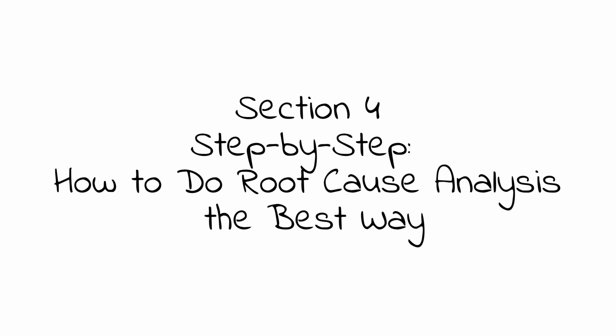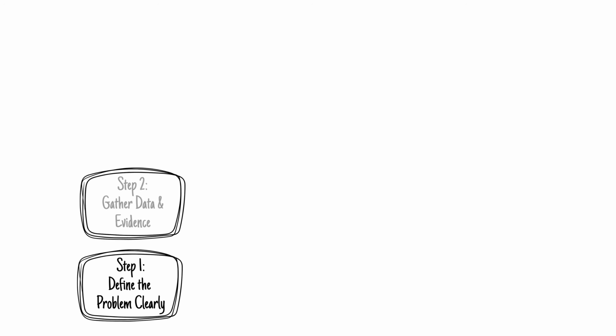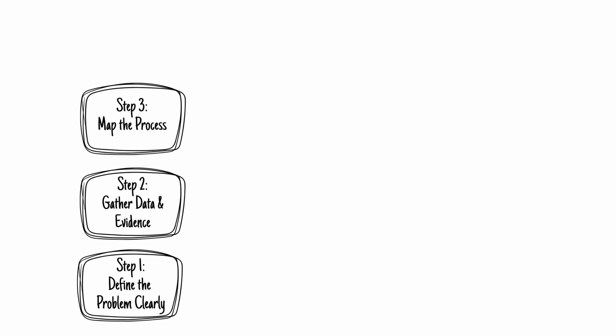Section 4. Step-by-step, how to do root cause analysis the best way. Step 1. Define the problem clearly. Be specific. Instead of poor quality, say 10% increase in defect rate in line 2 over the last month. Step 2. Gather data and evidence. Collect facts, not opinions. Use process data, logs, inspection results, and photos. Step 3. Map the process. Use process flowcharts or value stream maps to understand where the issue happens.